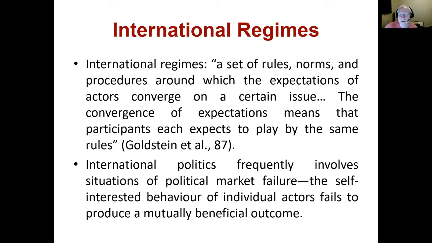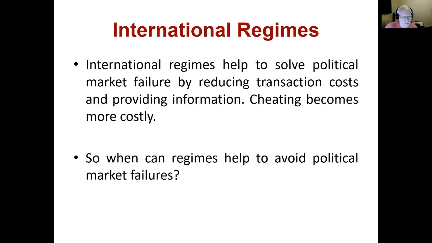And this is where neoliberal institutionalism is looking: how can we try to solve political market failure? So international regimes help to solve political market failure by reducing transaction costs and providing information. Cheating becomes more costly. If we're able to deal with each other, communicate with each other, so reduce transaction costs and provide information, then we're able to reach agreements. So part of the problem that occurs, let's go back to our road example. Okay, so we all sit down and we reach an agreement. Everybody's going to contribute a certain amount towards the road. Well, what ends up happening?